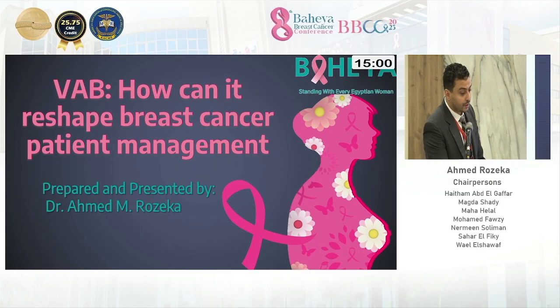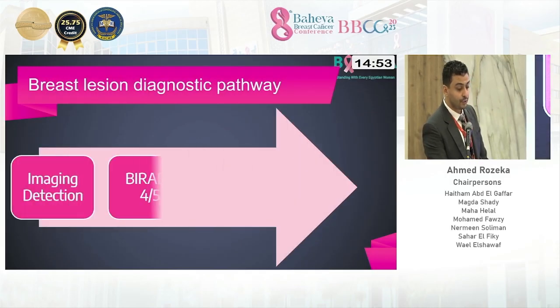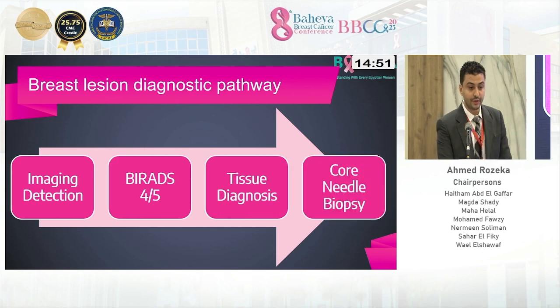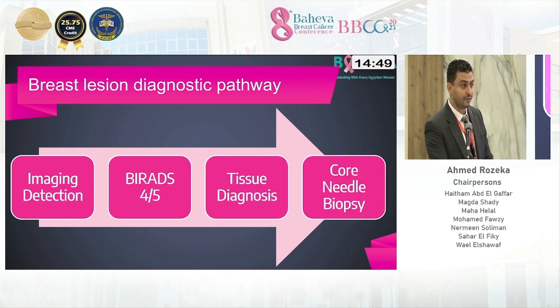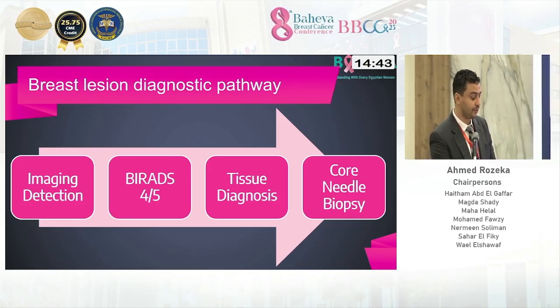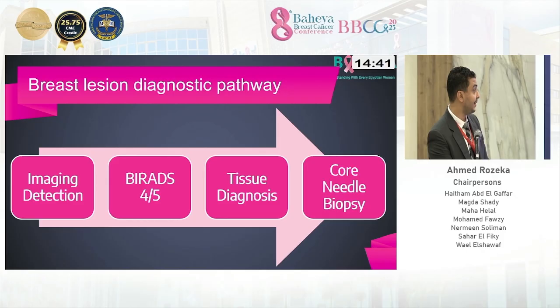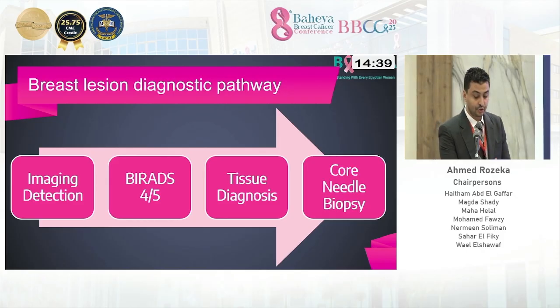Assalamu alaikum. Today we're going to speak about how VAB can change and reshape patient management. Real quickly, an overview about the diagnostic pathway of a breast cancer patient. First, we do imaging. We give a category, either BI-RADS 4 or 5, and then we take a tissue biopsy. And this is usually done by core needle biopsy.